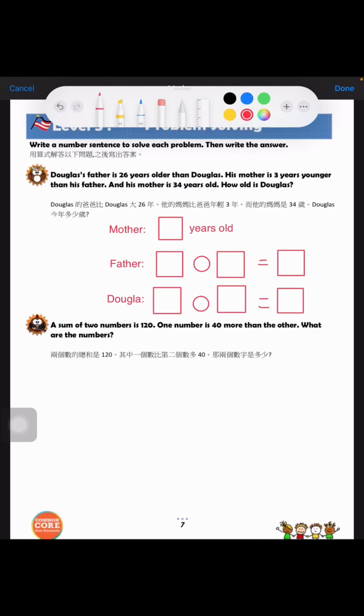Let's move on to the out question on page 7. Douglas' father is 26 years older than Douglas. His mother is 3 years younger than his father. And his mother is 34 years old. So how old is Douglas?